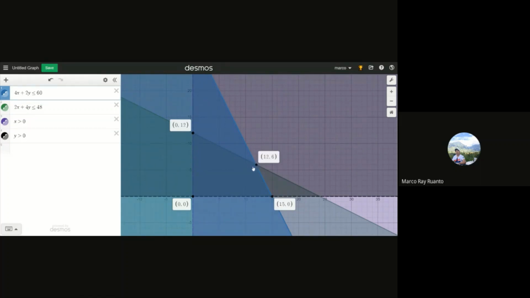Okay. The region bounded by these corner points, this is the solution set of our linear inequality. And this solution set, we call that the feasible region. What is a feasible region? The possible solution for the linear programming model.